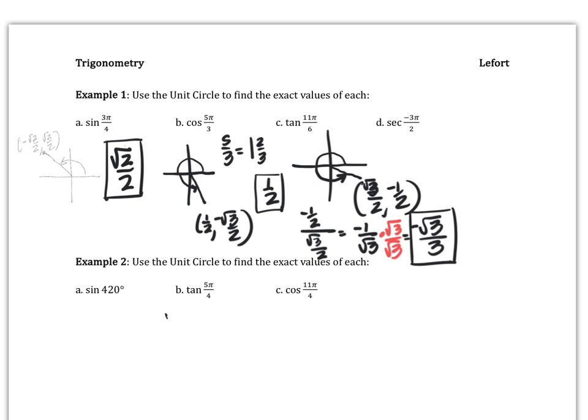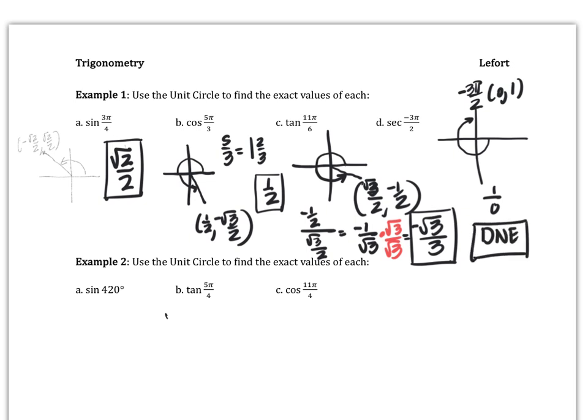Then on part D, we have a negative. If it's a negative, that means we're going in the backwards order, negative 3 pi over 2. So we have to go down. Okay, so this would be negative 3 pi over 2. And that ordered pair, x is 0, y is 1. So it's the reciprocal of 0. Well, I can't have 1 over 0. You can't divide by 0. So that means it does not exist. You can write undefined if you prefer, or you can put capital D-N-E. That works too.